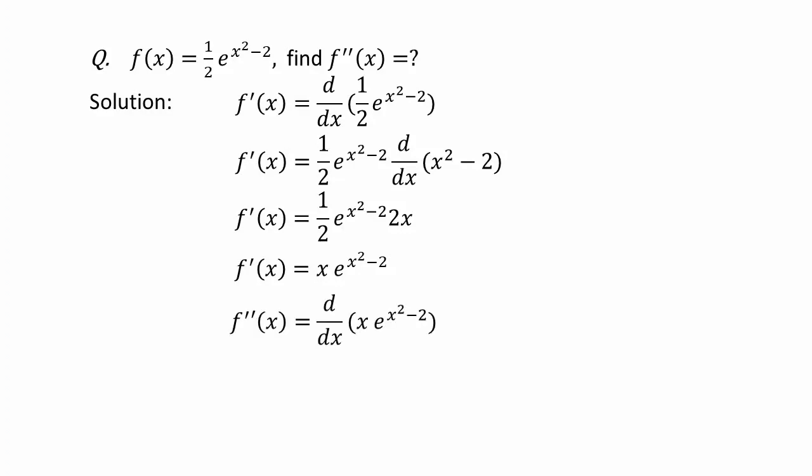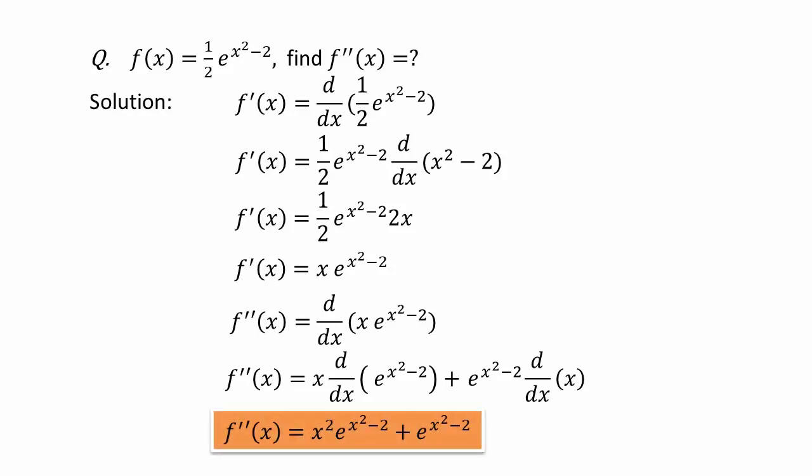Now to find second order derivative, differentiate again with respect to x. So we can write f double prime of x is equal to d by dx of x e power x square minus 2. Here by using product rule, we can write f double prime of x is equal to x is the first function, take the derivative of the second function e power x square minus 2, plus e power x square minus 2, second function as it is, and then take the derivative of the first function x.